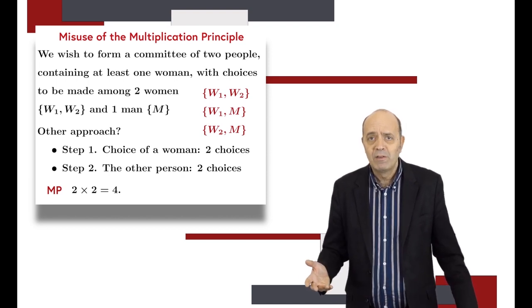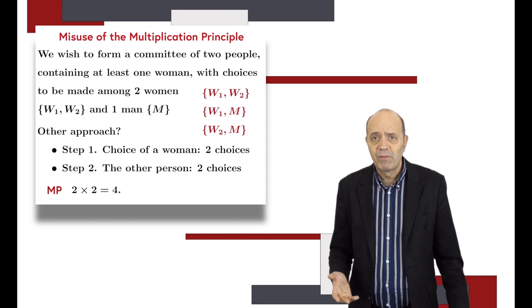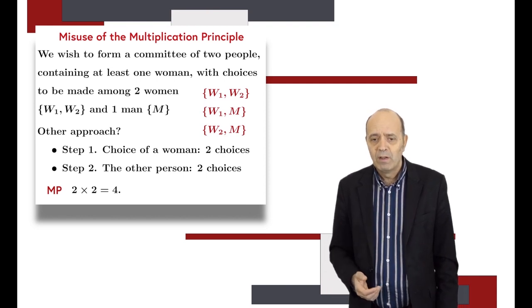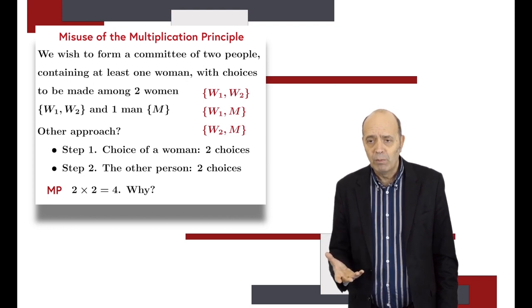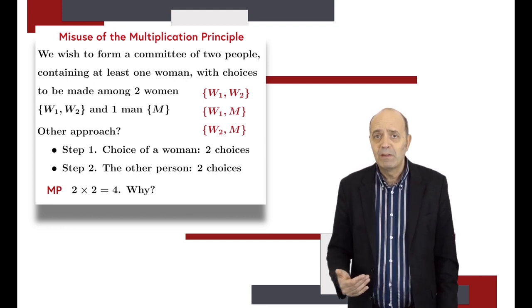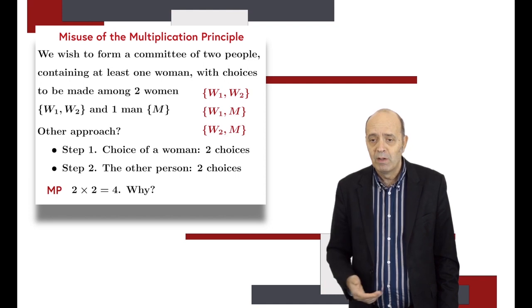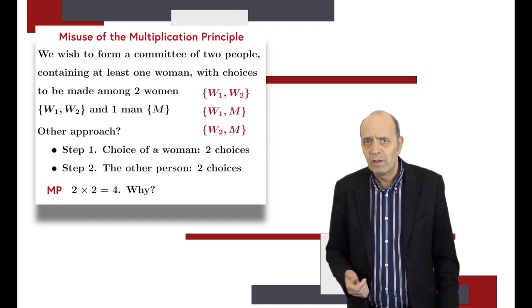But actually, there are not 4 groups of 2 people among 3 people. So why do we get 4 instead of 3? Well, from the final outcome, we cannot say what happened in the first step or in the second step. For instance, consider the set of the 2 women. Who was chosen in the first step? And who was chosen in the second step?